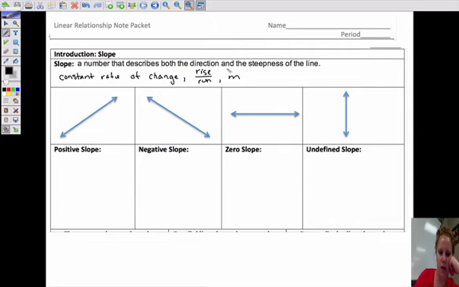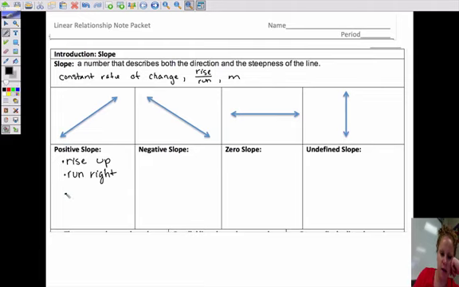Okay, so we call slope a lot of things, so you can pause the video and take those notes down if you want. There are 4 different kinds of slope. The first is a positive slope. This is where we rise up and run right. So we rise up and we run right. That makes a positive slope.